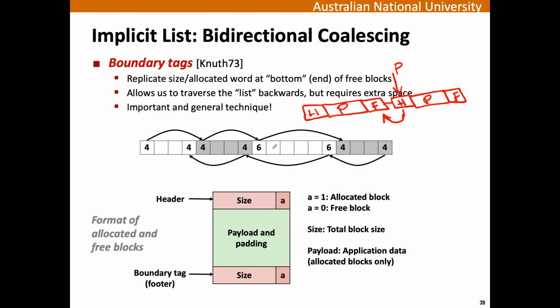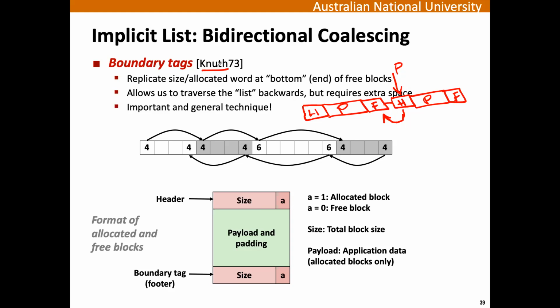So I can read the footer of my left neighbor and I can figure out the size of the left block. This is a clever technique invented by Knuth in '73. The downside is we are going to need an extra word, and if we have a lot of small blocks, this is a pretty high overhead. But it's worth it. Now we can coalesce in both directions.